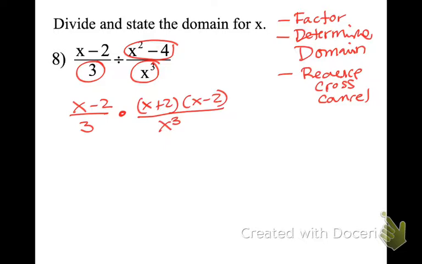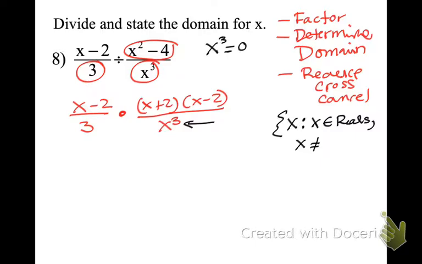Are you with me? We know that it's going to say x is such that x is an element of the reals, comma, and x cannot equal what? For right here, 0, because 0 cubed. If you don't know, set it equal to 0. For now, don't worry about it. Because the only thing that could fit in there would be 0 for that.